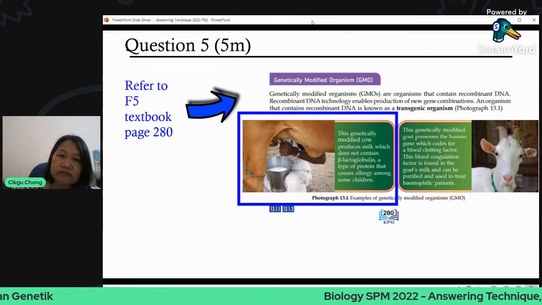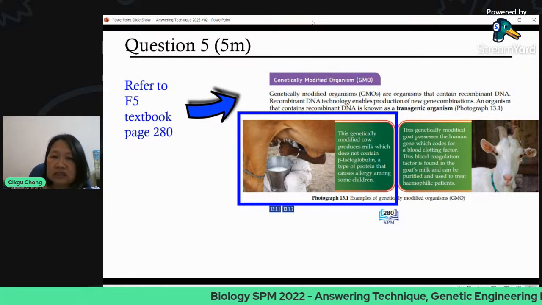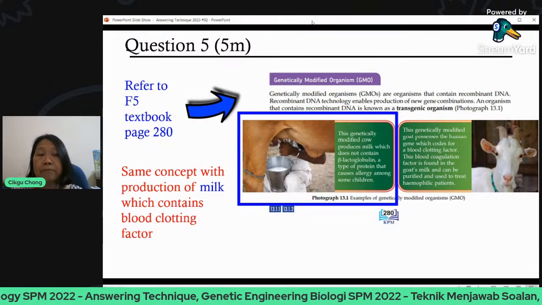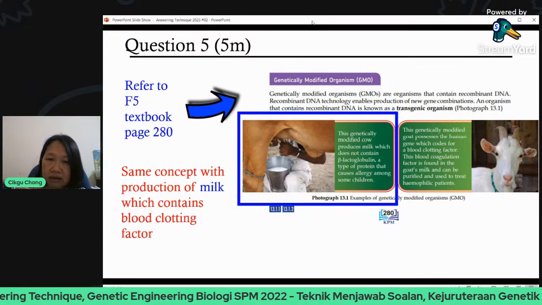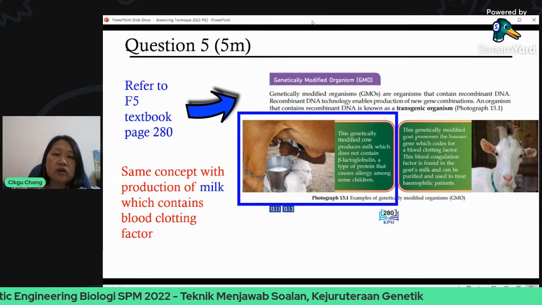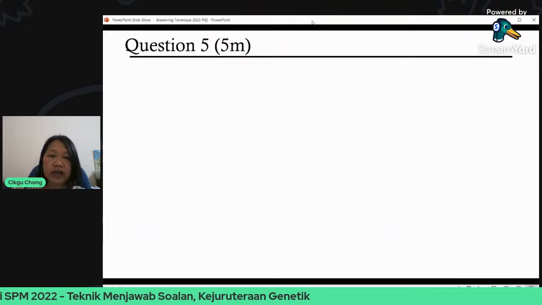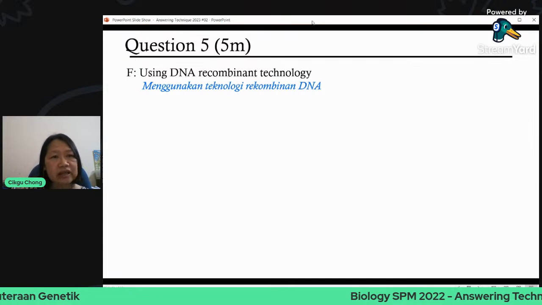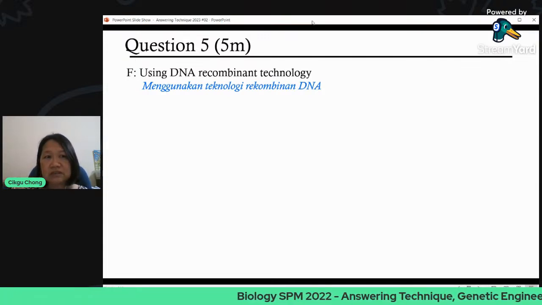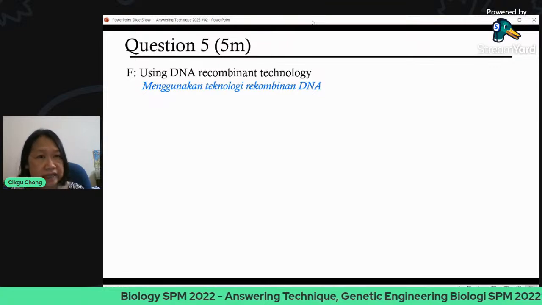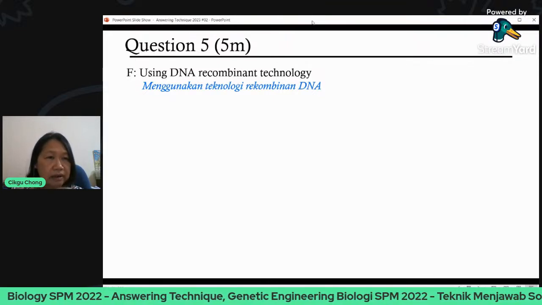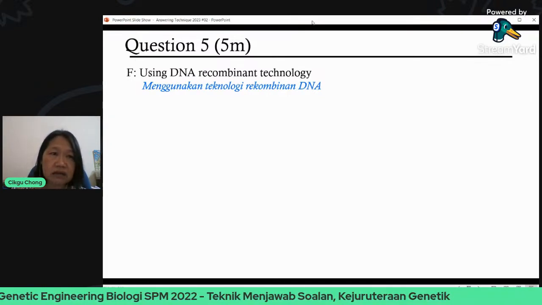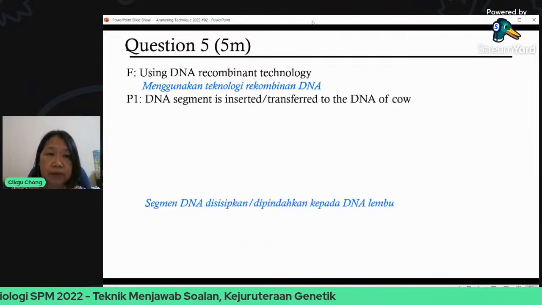So you see on the left hand side, you have this cow that can produce a milk which does not contain beta lactoglobulin. So it's the same concept as the goat just now. It's beta lactoglobulin. It can cause allergy among some infants. So the answer, the name of the technique, is recombinant DNA technology. One mark for the technique because they want to mark the name, since it says suggest. Give the name first. Then explain how.